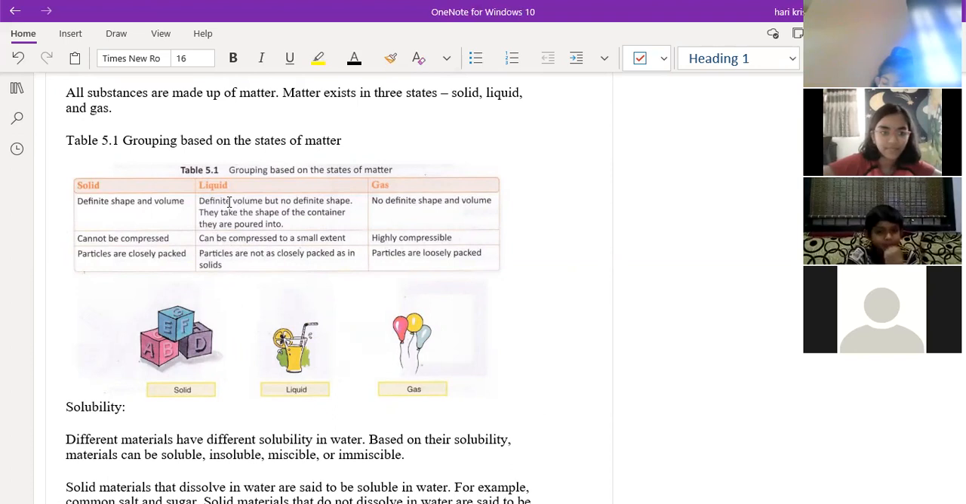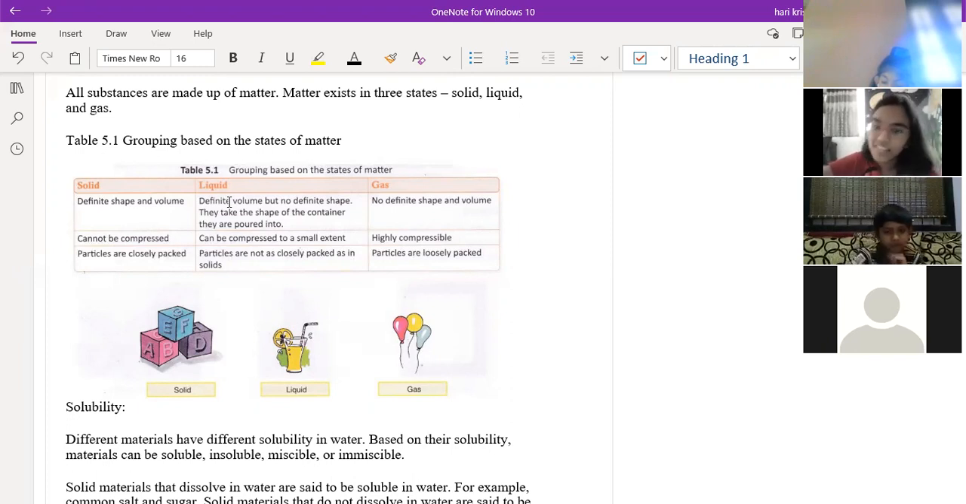Sir, I have a doubt. This is a ball and I can press it really hard. Is it a solid? Yes, it is a solid, but I can press it. It is a smooth surface. It has a definite shape and a definite volume, but it's not completely a true solid. It is like an amorphous solid.